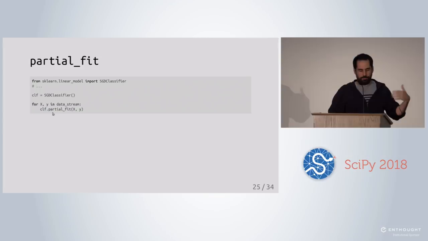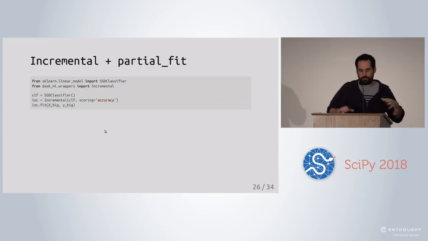And as you go, the garbage collector of Python will release the past chunks of data that are no longer necessary. So instead of doing this loop manually, what you can do is plug the scikit-learn estimator into the incremental meta estimator of dask-ml. And then you just call fit as you would do naturally, but here X big and Y big are actually dask arrays that do not fit on a single node, but might be partitioned in the memory of several nodes on a cluster or even on disk if it doesn't fit in memory. So I have also a demo for that.